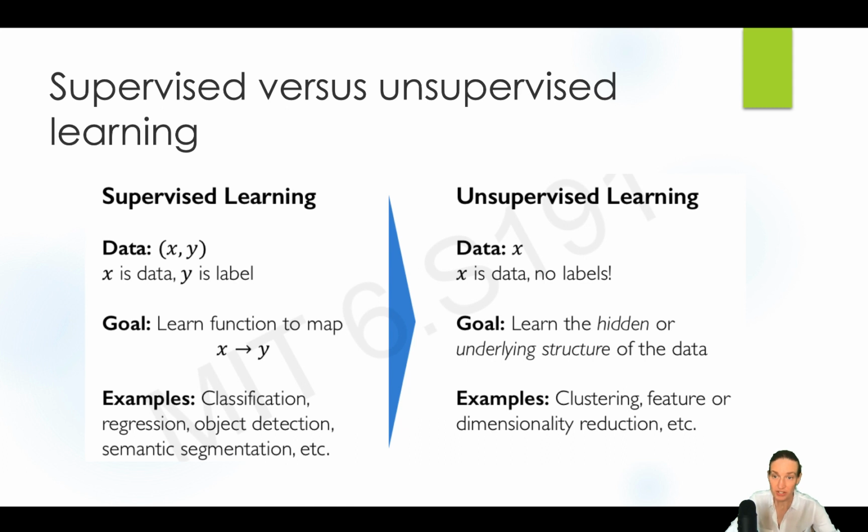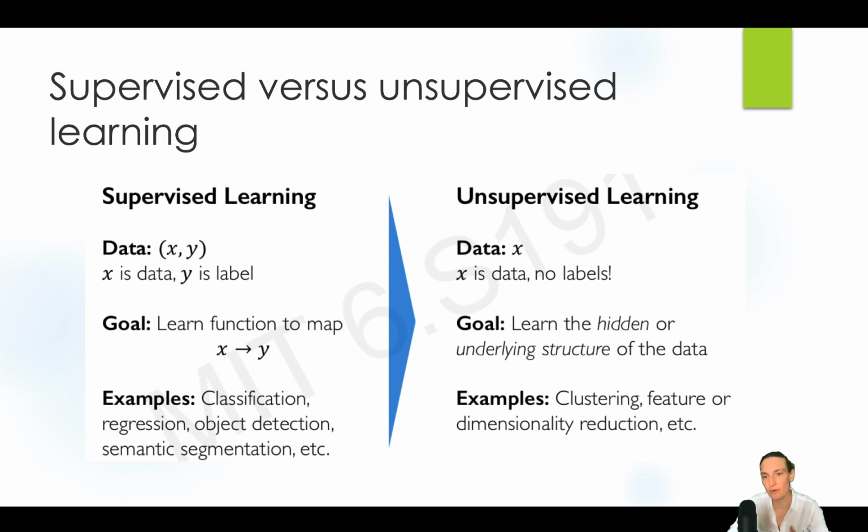So we actually come from supervised learning. We get a data set which consists of both data and the labels, so x and y, and we learn a function to map this data x to the label y. Now in our case we've used logistic regression as this function, we've used neural networks as a function, but it can really be anything. Okay, so this can be used for classification, object detection, etc., etc.